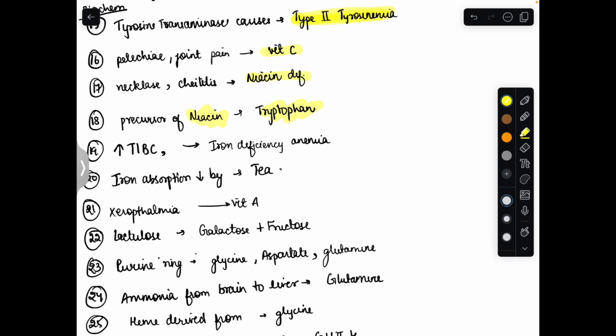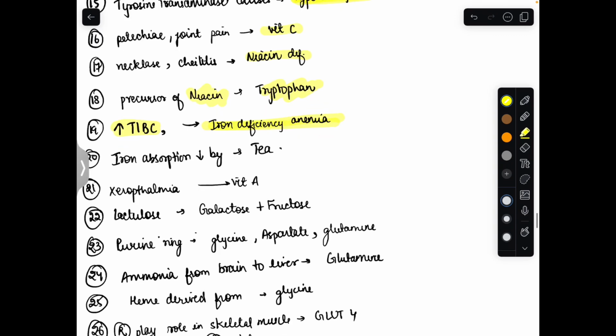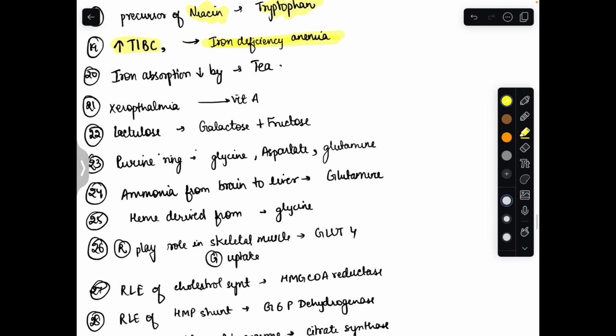Now, for the next question, there was an increase of TIBC. I saw many teachers recall the question as decreased TIBC, but in the question paper it was not decreased, it was increased. That's why the answer is iron deficiency anemia. Okay. Now for the 20th question, iron absorption is decreased by tea, which everyone marked correct.